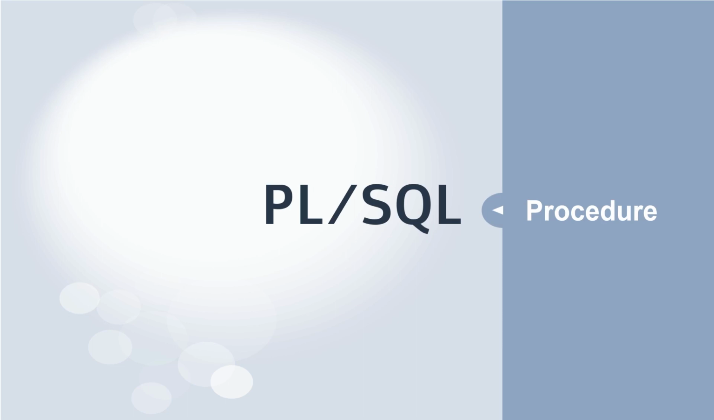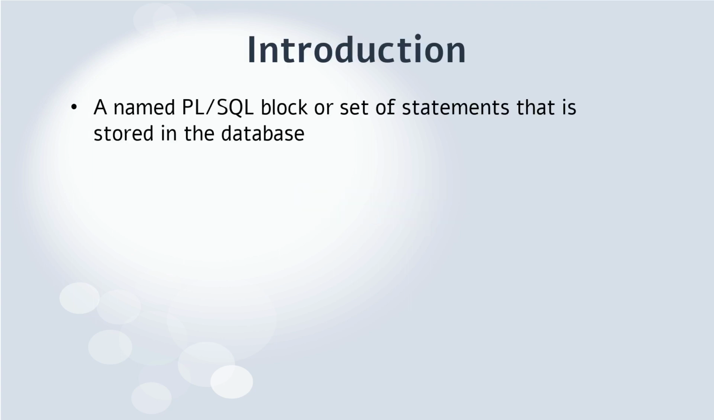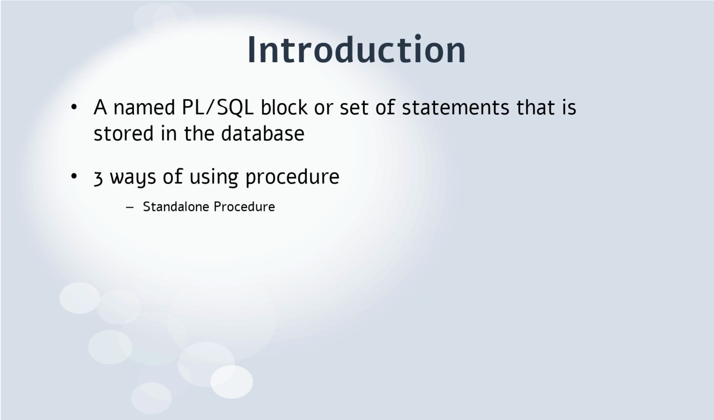The topic is procedure. A procedure in PL/SQL is a named block or set of statements that can be stored in the database. There are three ways of using procedure. Standalone procedure, which will be stored in the database as an object and can be used anytime. Local procedure, which can be used inside any other procedure or function or anonymous block, and it will not be stored as an object in the database.